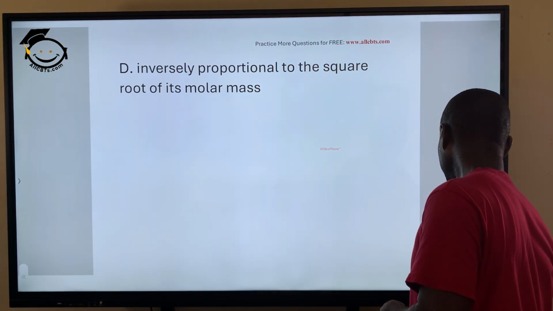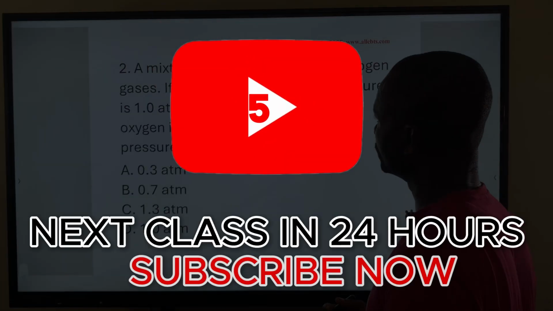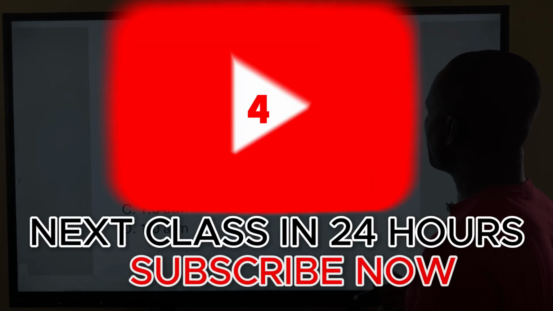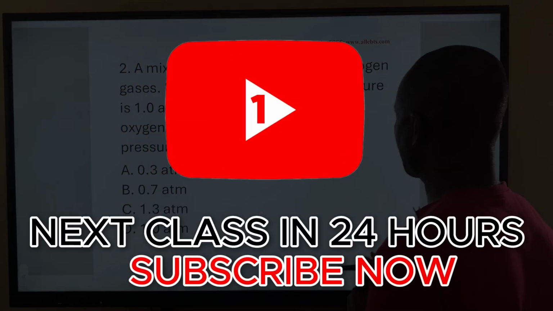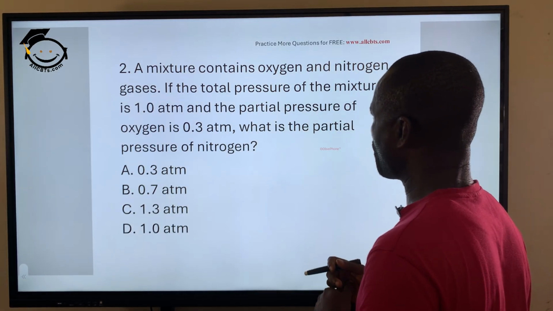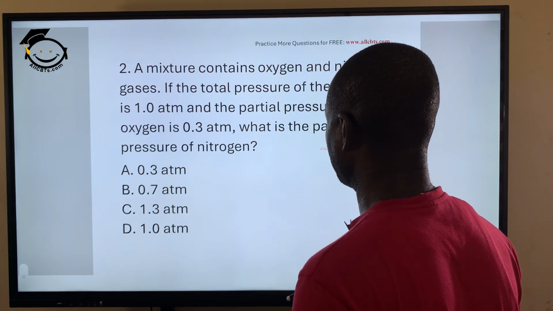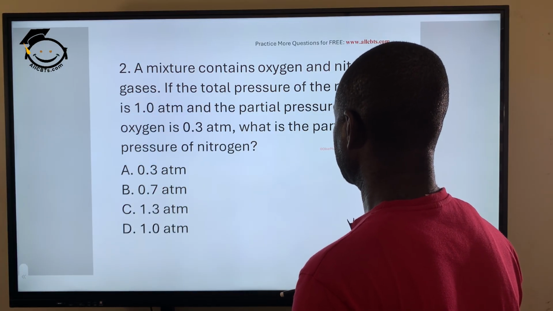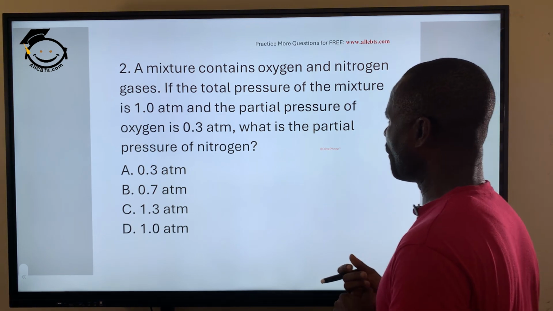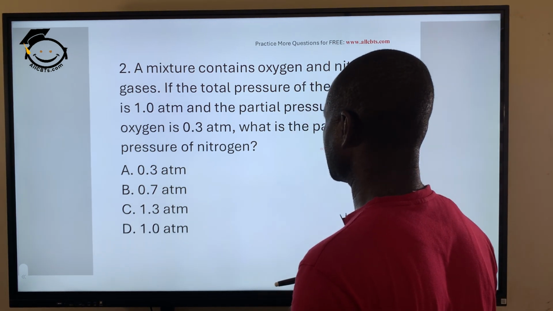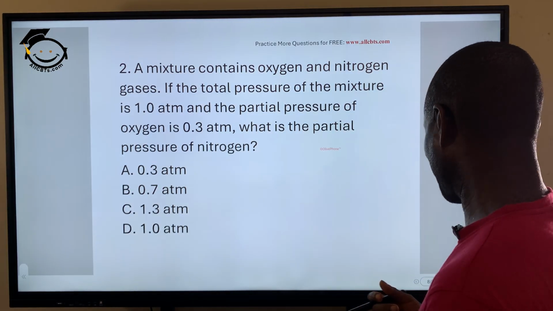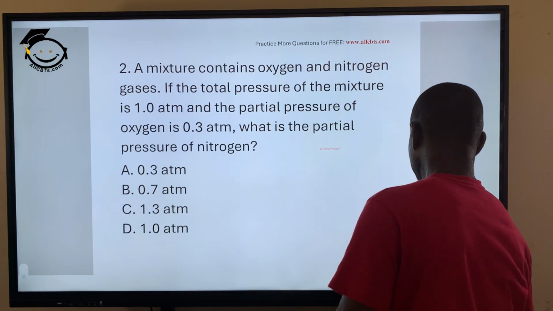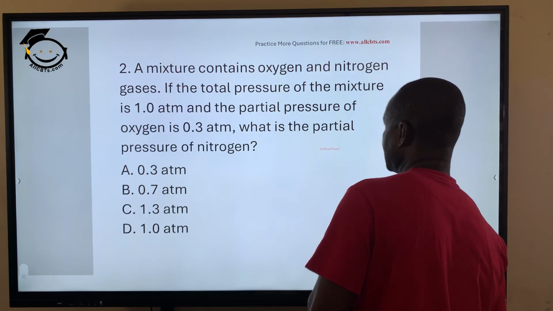Number 2. A mixture contains oxygen and nitrogen gases. If the total pressure of the mixture is 1.0 atm, that is atmospheric pressure, and the partial pressure of the oxygen is 0.3 atm, what is the partial pressure of the nitrogen? Of course, I told you this is very simple. Let's look at the equation.